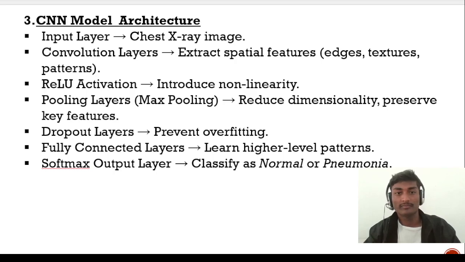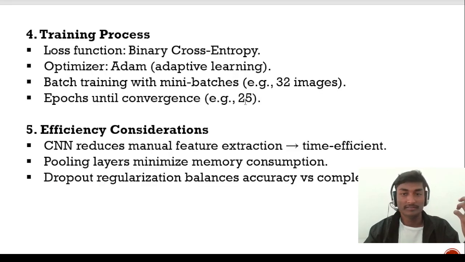And the dropout layer helps to prevent overfitting. Fully connected layers learn high level patterns. The fully connected layer helps to learn the higher level of patterns. Softmax function is the final output function layer, which classifies as normal and pneumonia. It will help to classify two types: one is normal, and the other is pneumonia detected images.